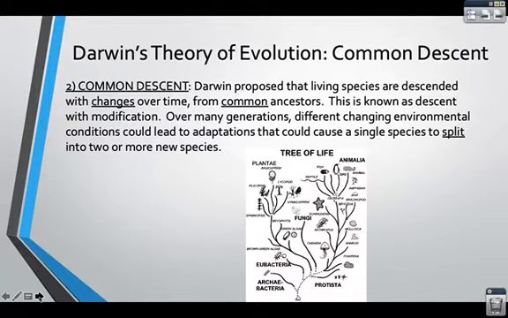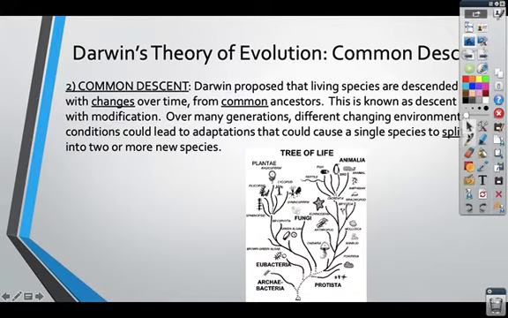So the second part of Darwin's theory, which is common descent, is the part that people struggle with the most. Natural selection makes sense, but common descent suggests that all organisms are related to each other and have descended over time with modification from a common ancestor. So make sure that you know that common descent is that idea that all living species are descended with changes or modifications over time from common ancestors. So what does that really mean? That everything that's alive on Earth today is related to each other.